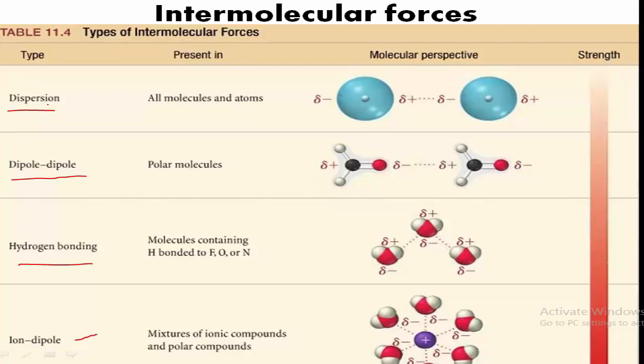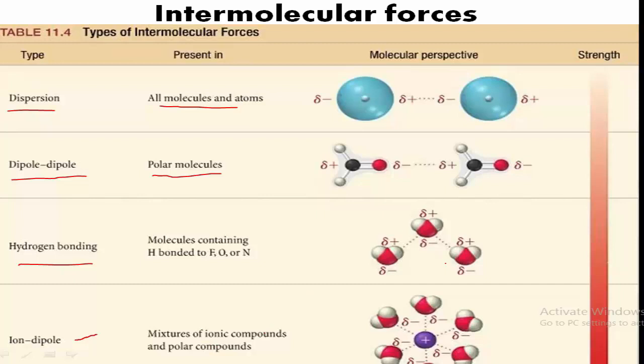Here, dispersion force or London force is shown by all types of molecules and atoms, and dipole forces are seen in the case of polar molecules. Hydrogen bonding is present in molecules containing H, that is hydrogen bonded to more electronegative atoms like fluorine, oxygen or nitrogen. And ion dipole forces are observed in the case of mixtures of ionic compounds and polar compounds.